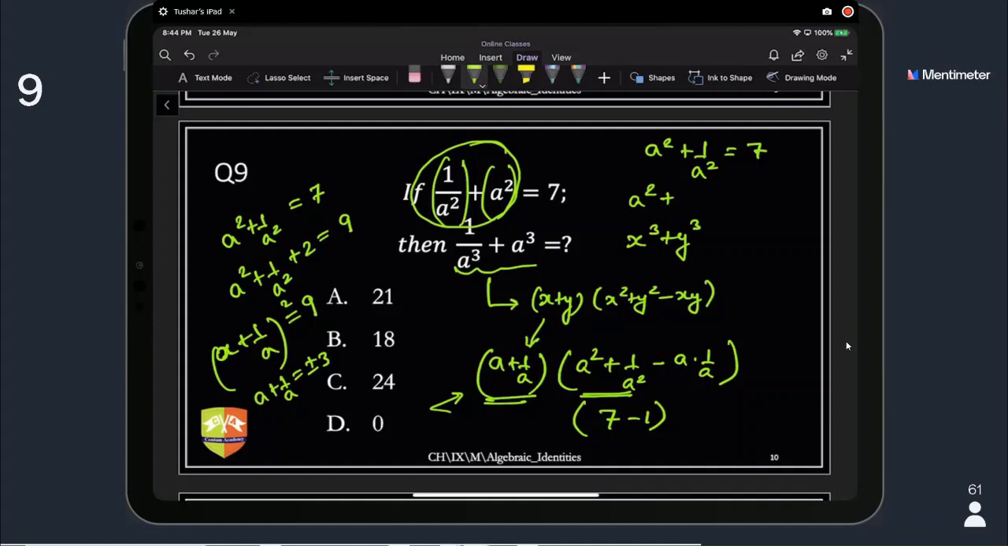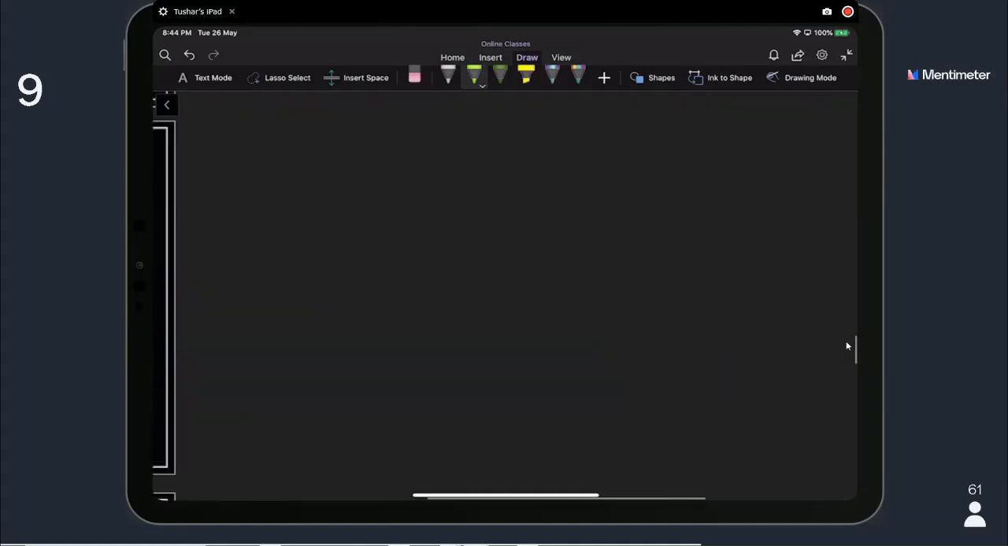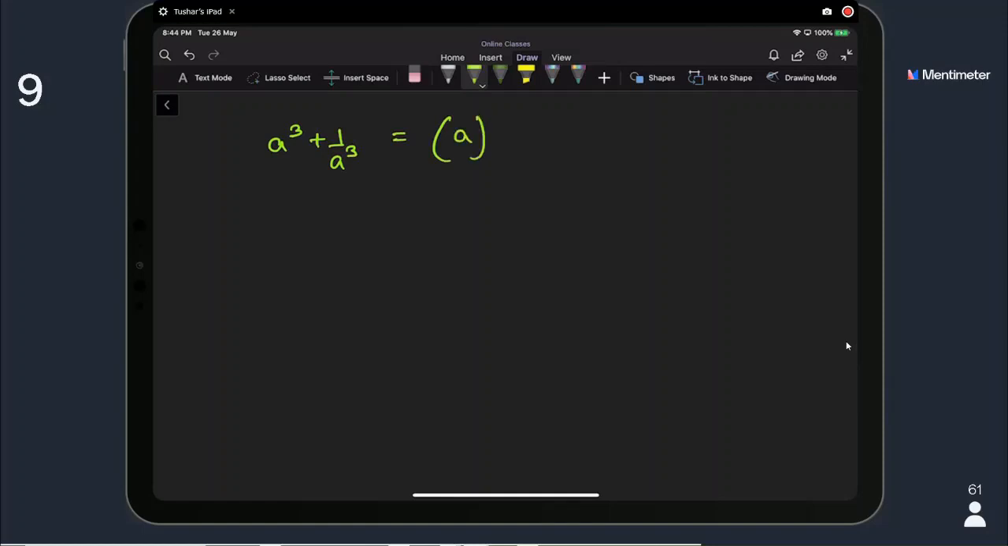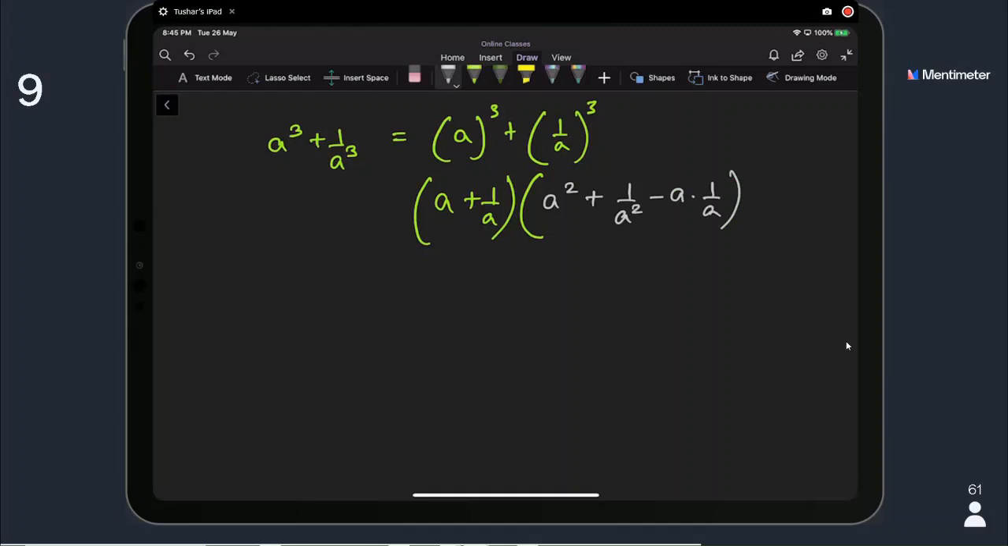Didn't understand? Once again, I will repeat. Look, you had to find out a cube plus 1 by a cube. Now, x cube plus y cube, what is the formula? x plus y. So a plus 1 by a, and within brackets, a square plus 1 by a square minus a times 1 by a. Right?